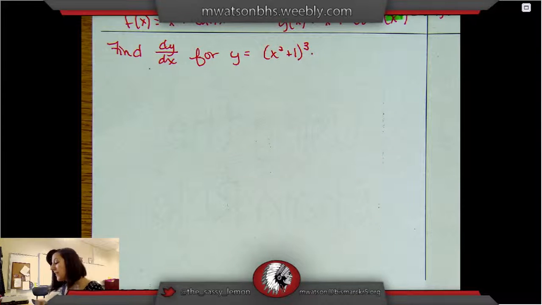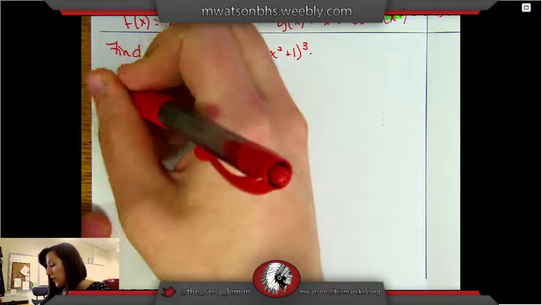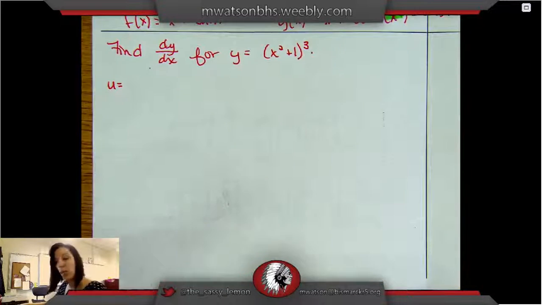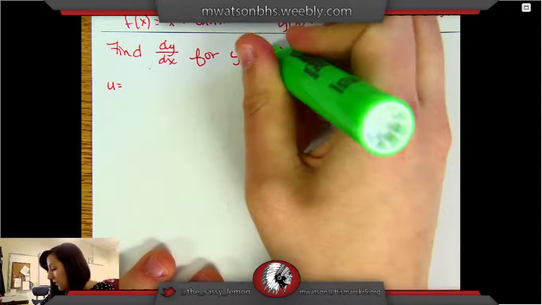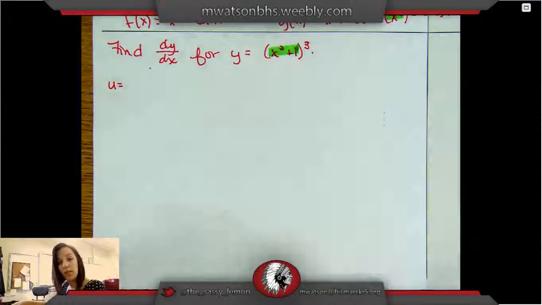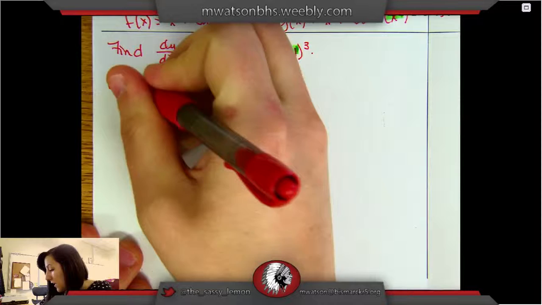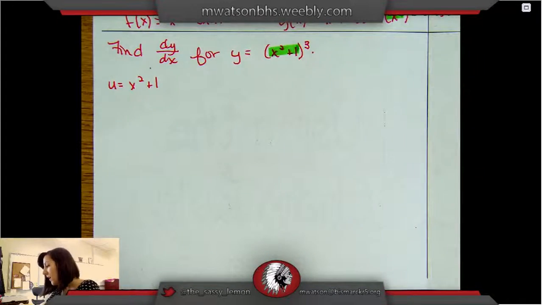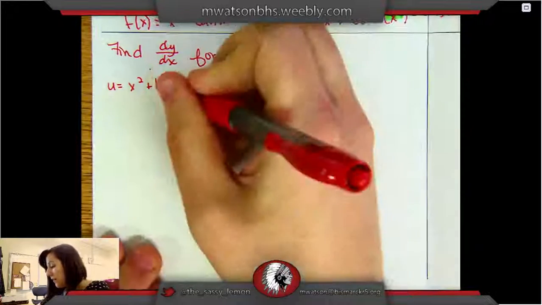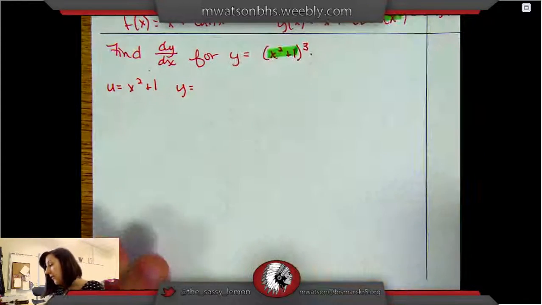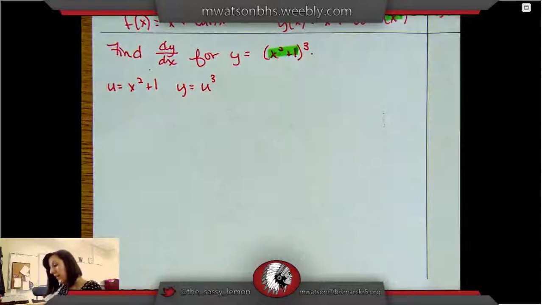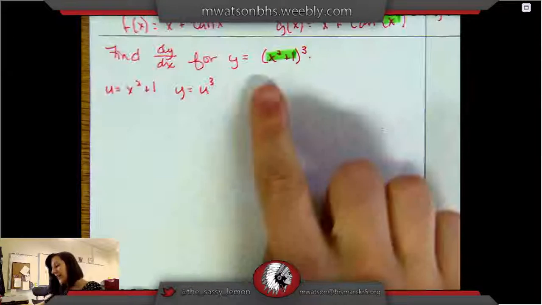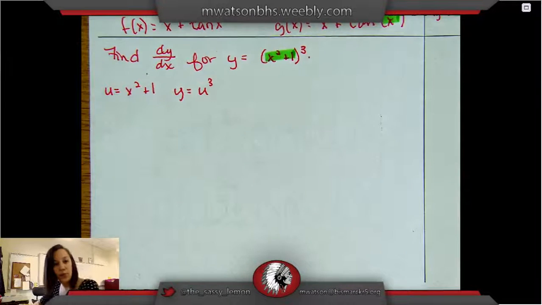So we're going to identify our innermost function, and we're going to call that u. So what is inside another function here? Well, it's the x squared plus 1. So that's my u. And my original function with respect to u, using the u substitution, is u cubed. So we've basically taken this one function and turned it into two. This is the new part.